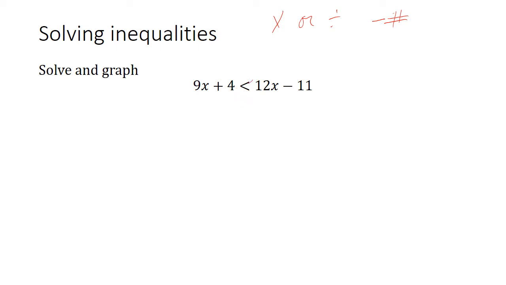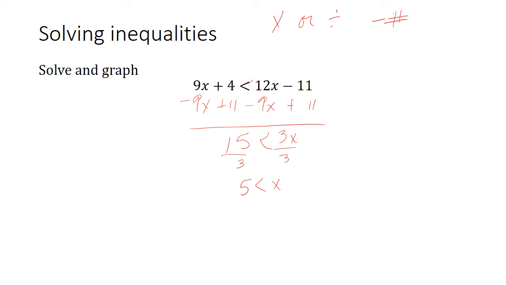So let's solve this one. Like I said, I like to have mine be positive when I do this. So instead of moving my 12, I'm going to move my 9. So I'm going to subtract 9x. Add 11. I added an extra line there. Add 11. So that will give me 15 is less than 3x. When I divide by my 3, that will give me 5 is less than x.